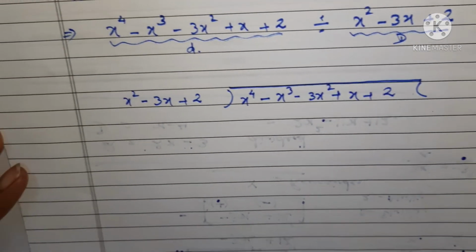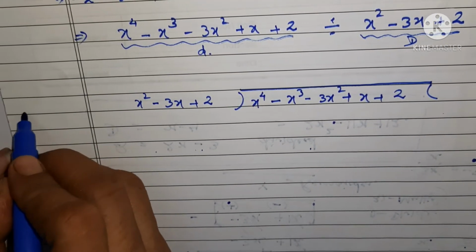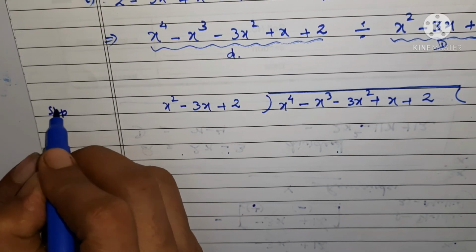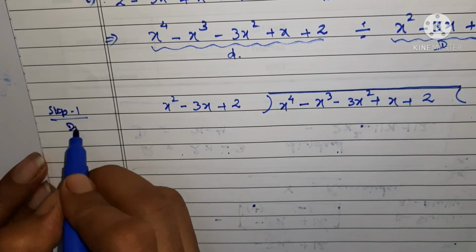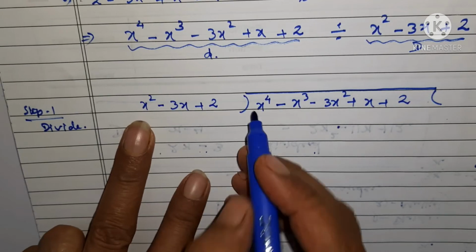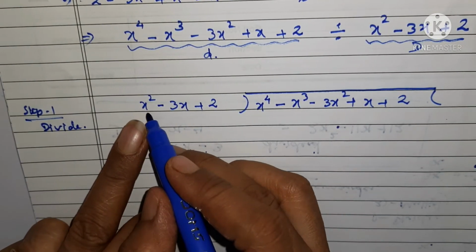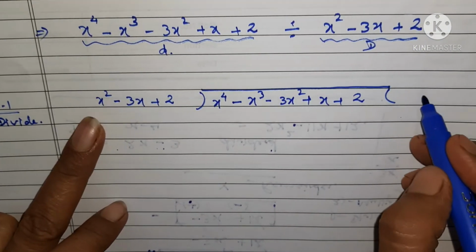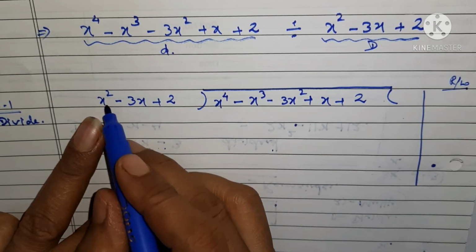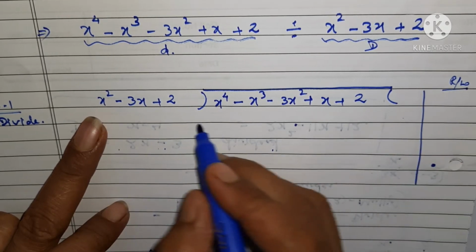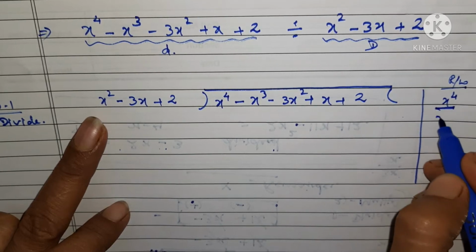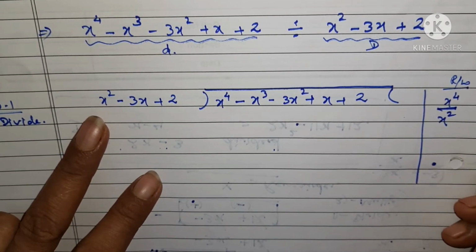So what is your first step? The first step is step 1, divide. What is to be divided? First term by first term, that is first term of dividend by first term of divisor. So let us use here rough work column. So x4 divided by x square will give you x square, but I'll show it again for the students who don't understand or those who hesitate in doing so.